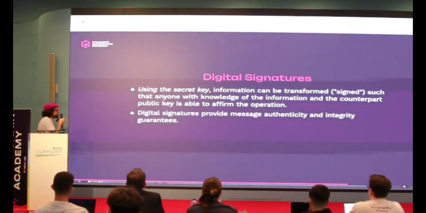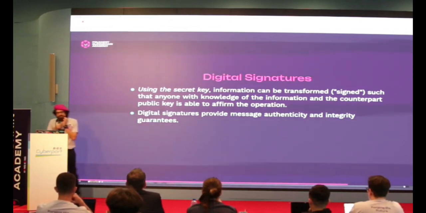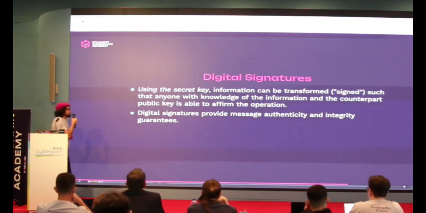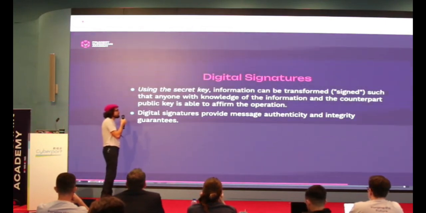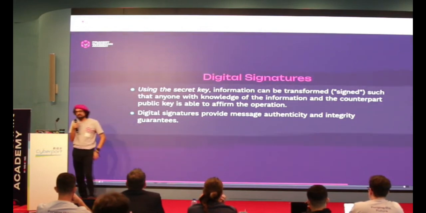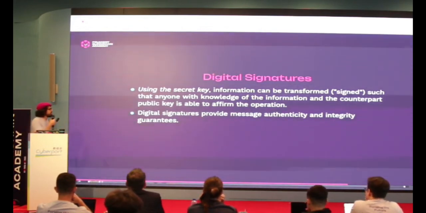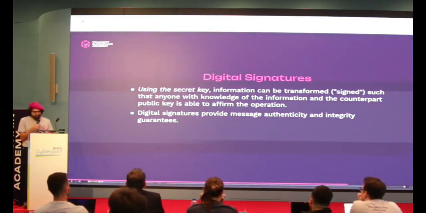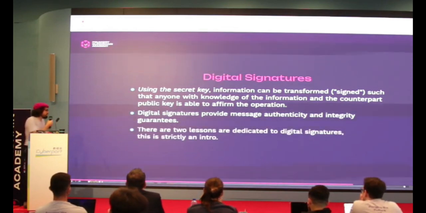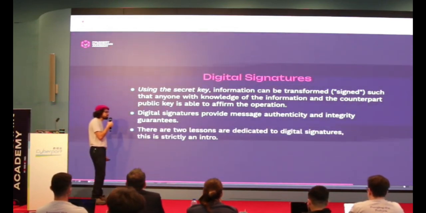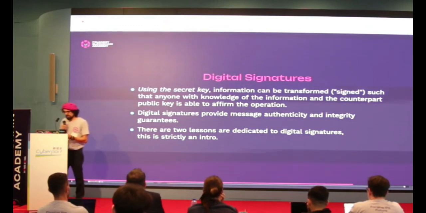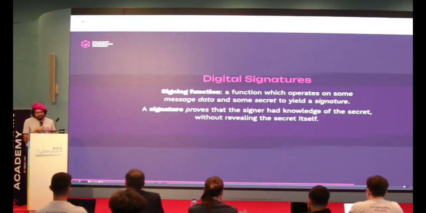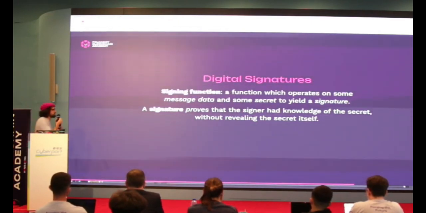And as a result, you provide authenticity and integrity for the message, because now people know that if you change the message, then the signature won't be valid anymore. It doesn't hold against the public key that everybody knows. Okay, and tomorrow we have two lessons dedicated to this, so hopefully we get very comfortable with digital signatures. But for now you need to know that this thing exists.